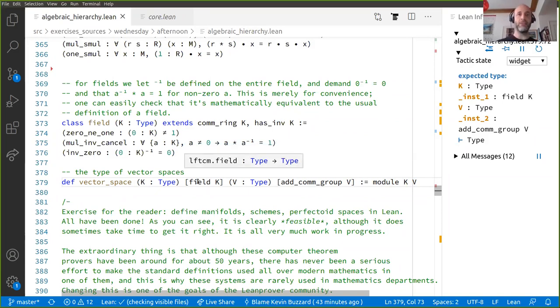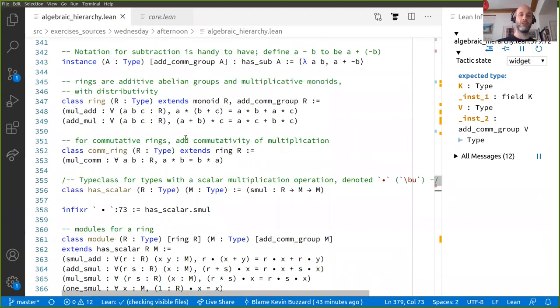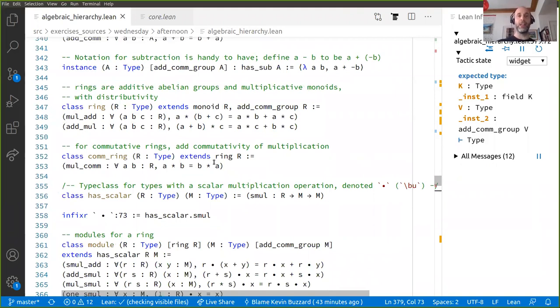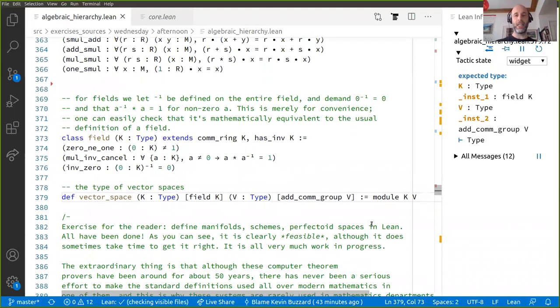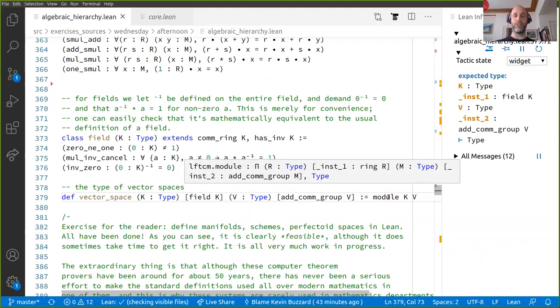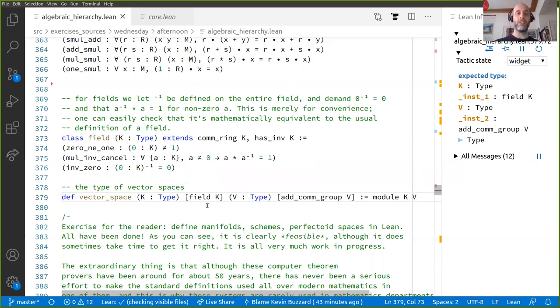That's the type class inference system again. It's doing it all by magic there, because I said field extends com ring. So the type class inference system learned that a field was a commutative ring, and com ring extends ring, so it learned that a commutative ring was a ring. And so what's happening here is I say, K is a field, now pretend it's a ring. The type class inference system, because it's in square brackets, finds the instance of type ring K from the fact that it's a field.